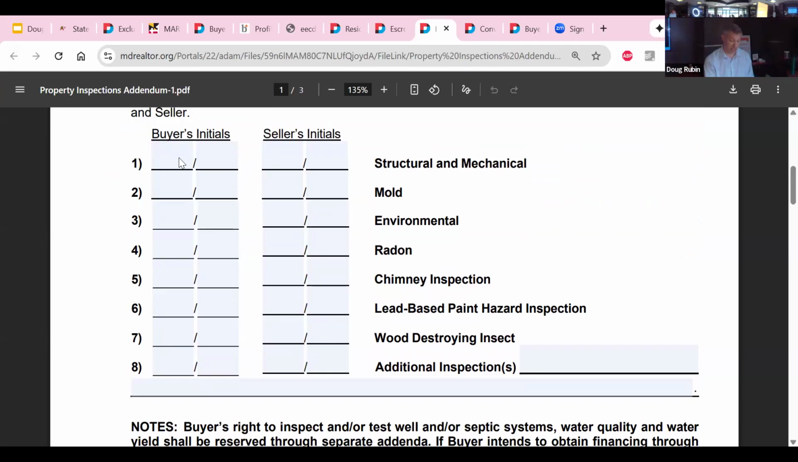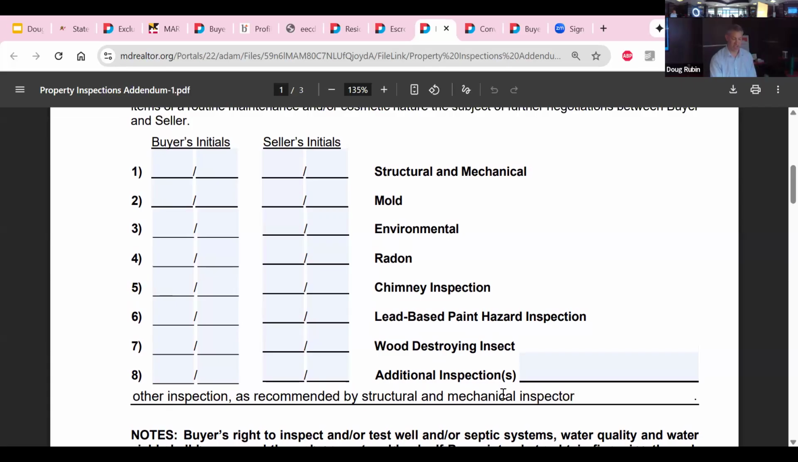I'll say, I'm going to do a structural mechanical, and I'm going to type in something here that says, other inspection as recommended by structural and mechanical inspector. Okay, this is the kind of catch-all cheat code. If you get in the inspector and he says there are issues of termites here, you should really have that looked at, that would trigger this extra thing that I have a right to send in a termite inspector.